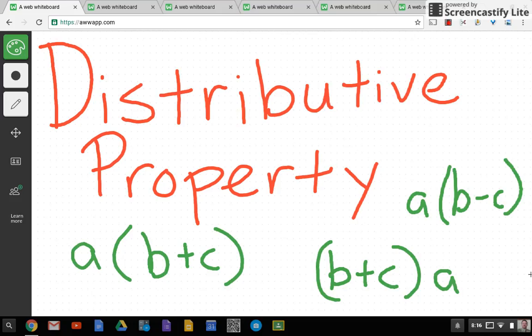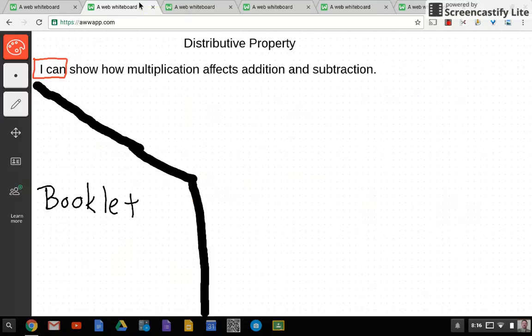Okay, let's do a little bit of a lesson on the distributive property. I gave you a page before you walked out, a little booklet that you can make. I would write on the booklet before you cut it out. It's just a little easier to write on it that way. If you've already cut it out, no big deal, but I would write on it before.